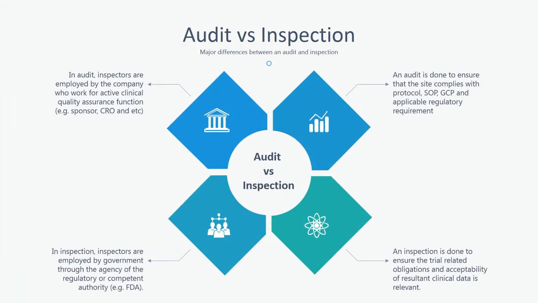Some of the major differences between an audit and an inspection are: first, in an audit, inspectors are employed by the company who work for the active clinical quality assurance function, for example sponsor, CRO and so on. Second, an audit is done to ensure that the site complies with protocol, SOP, GCP and applicable regulatory requirements. Third, in an inspection, inspectors are employed by the government through the agency of the regulatory or competent authority, for example FDA. And, fourth, an inspection is done to ensure that trial-related obligations and the acceptability of the resultant clinical data are relevant.